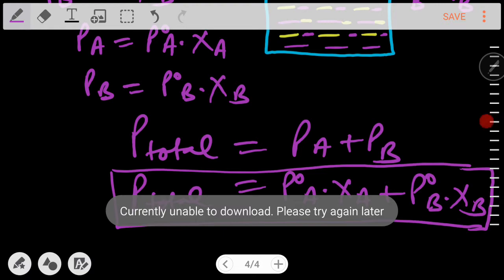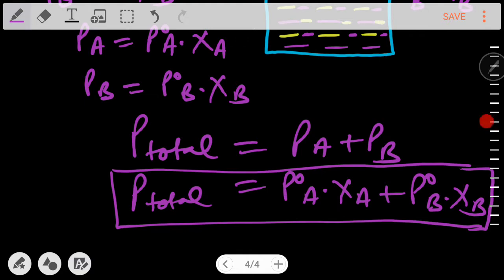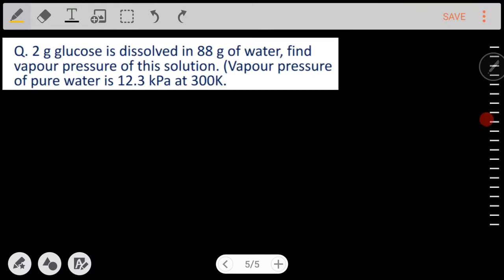Now let us see some important numericals based on Raoult's law. First of all, we will discuss the example of the solution containing non-volatile solute, and then we will discuss the example of solution containing two or more volatile liquids. The first numerical related with Raoult's law is: 2 gram glucose is dissolved in 88 gram of water. Find vapor pressure of this solution. Vapor pressure of pure water is 12.3 kilopascal at 300 Kelvin.